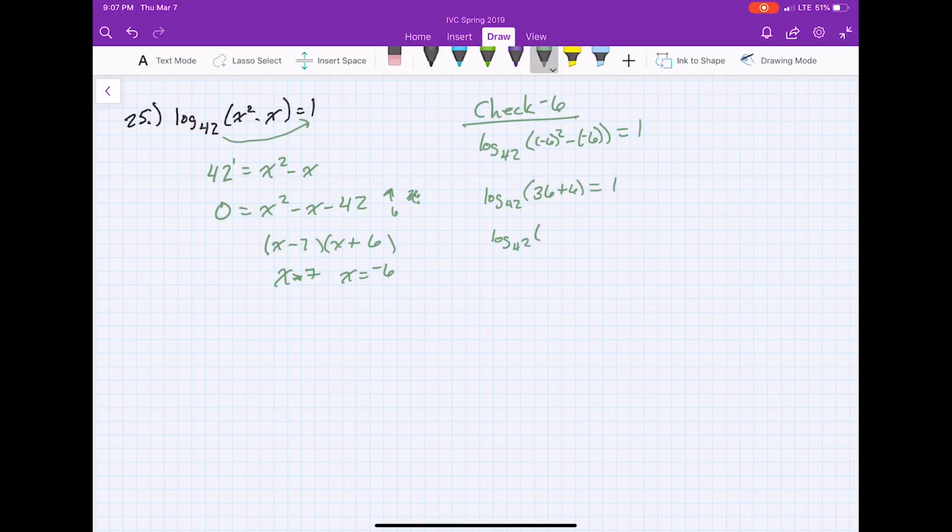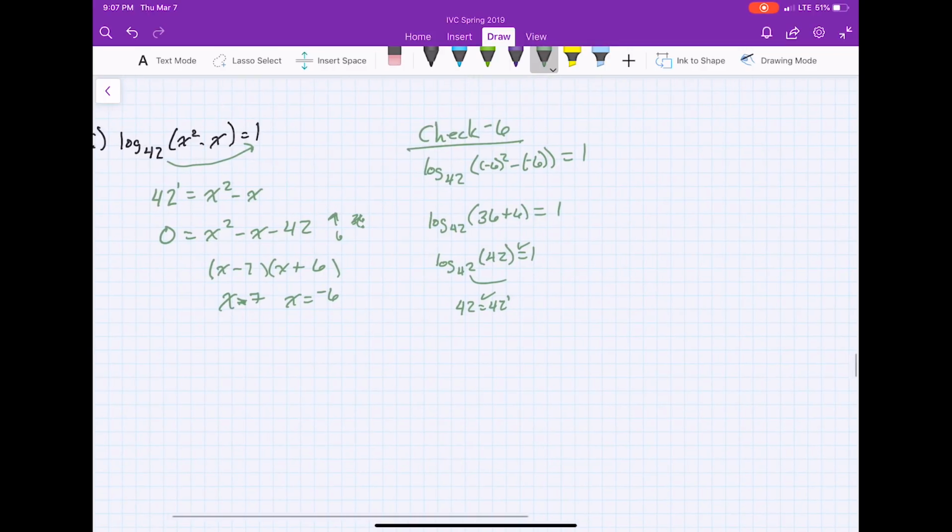Log 42 of 42 equal to 1. We should see that this is going to work out. 42 picks up that 1, and we end up with 42 to the first. So yes, it checks.